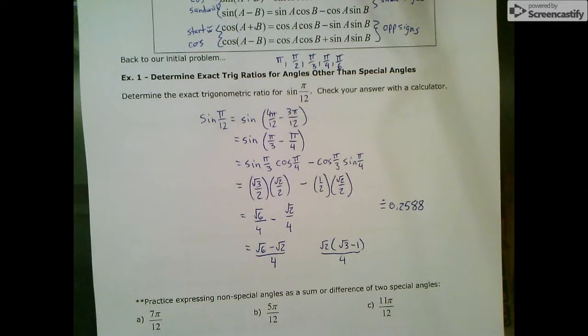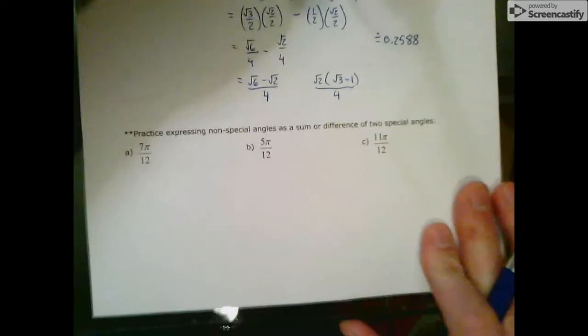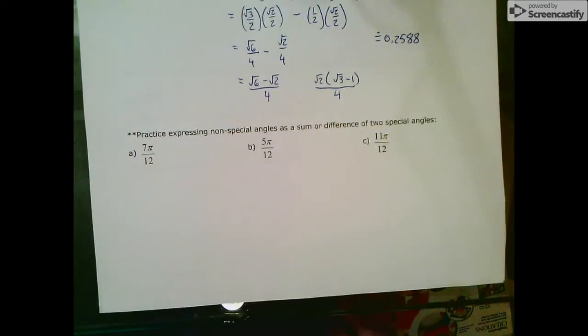Okay, so we should try to practice our skills in expressing our regular angles or non-special angles as a sum or difference of the special angles that we actually know. So you could convert to degrees, and then you could try and do them using 45s, 60s, 30s. If you want to use pi, that's 180. That's one way of doing it.